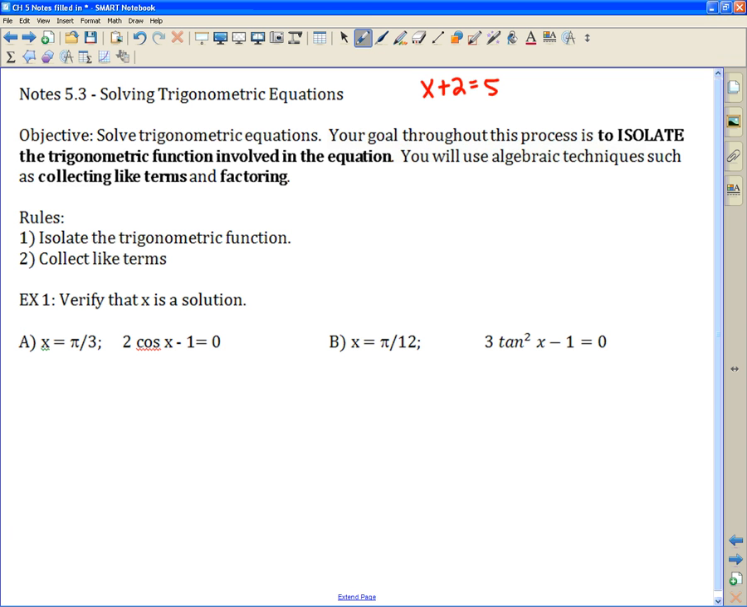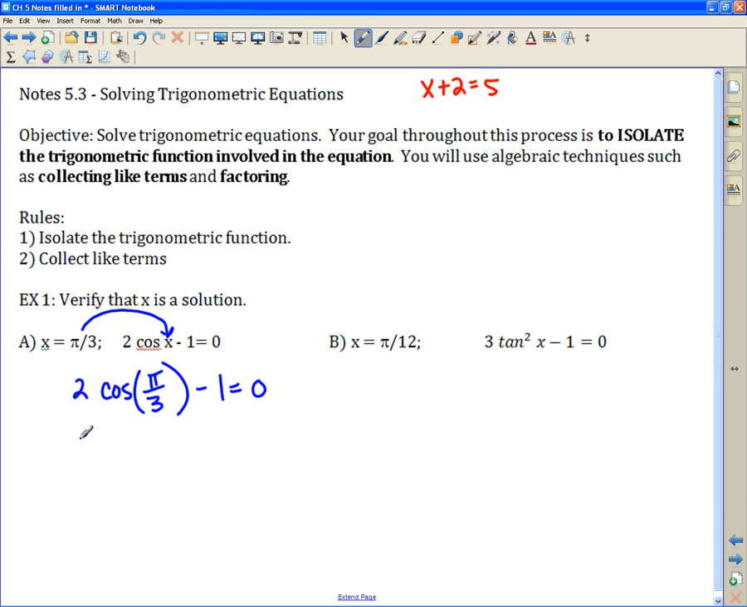Starting with example 1, we are not going to solve. It says verify that x is a solution. So on part A, they give you x equals pi over 3, an angle, and then they give you an equation, 2 times the cosine of x minus 1 equals 0. So all we have to do is substitute pi over 3 in for x. You do not need a calculator to do this. You can do this all in your head. 2 times the cosine of pi over 3 minus 1 equals 0.